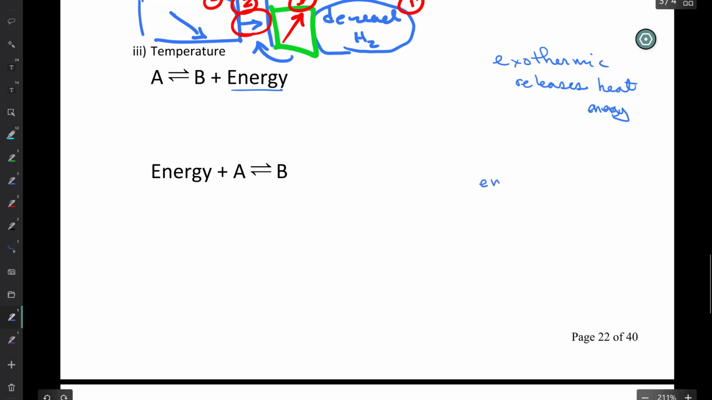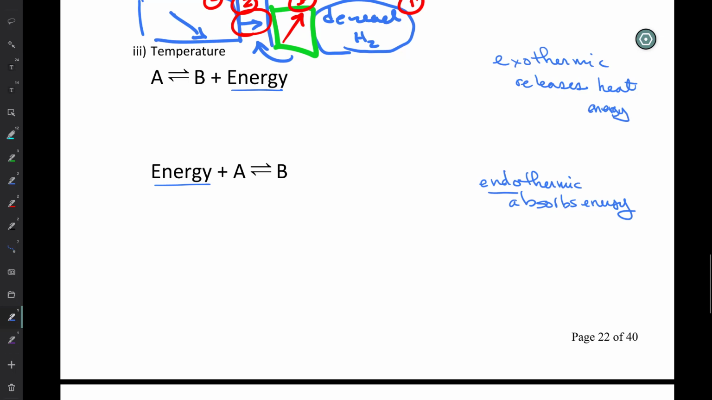Endothermic reactions means absorbs, endo, or internalizes, or inside, absorbs energy. That's this here, the reactant, right? So if energy is coming in as a reactant, that's how we would write endothermic in terms of a reaction, as a reactant.